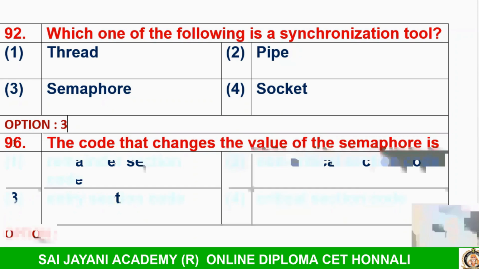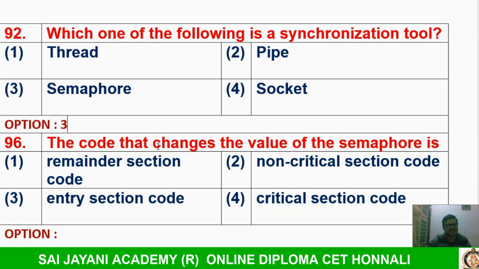Move on to question number 96. The code that changes the value of the semaphore is. We have four options. The first option is remainder section code, the second option is non-critical section code, the third option is entry section code, and the fourth option is critical section code. For question number 96, option number 4, that is critical section code, is the right answer.